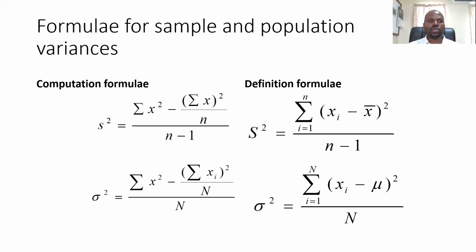So here we are going to look at the formulas for sample and population variances. If you look at the formula here, it's so familiar to what we have seen before on sums of squares, or sums of square deviations from the mean, which was just every xi minus x bar squared. Then you sum those squared deviations.